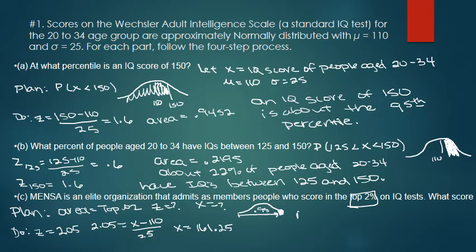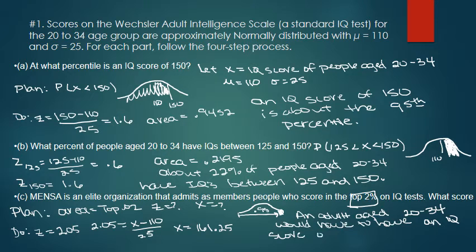So my conclusion is, an adult, I guess I could say an individual, but adult age 20 to 34, would have to have an IQ score of at least 161.25 to qualify for Mensa.